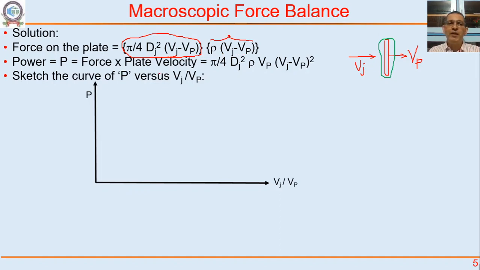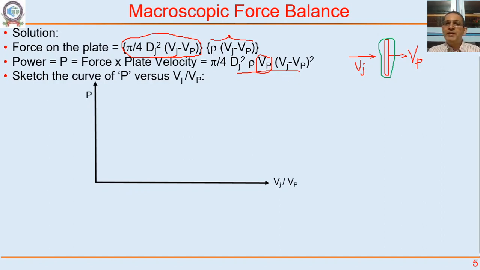And power would be now force multiplied by the plate velocity. So pi by 4 dj squared rho, just bring this rho here, Vp, and Vj minus Vp the whole squared. Now obviously if the plate velocity is 0, power delivered would be 0 because it is Vp. The plate is not moving. The force is not doing any work. It is not helping us to generate power. It is not rotating the turbine.